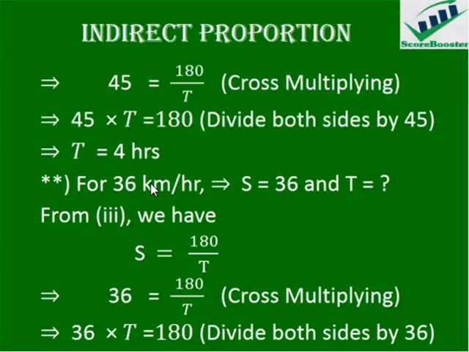So the next one is for 36 km per hour. S is 36 and t is unknown. So we do the same thing we did for the first question. S equals 180 over t. S here is 36. Cross multiply. 36 multiplied by t equals 180. You divide both sides by 36. If you divide 36 here, you are left with t, and 180 divided by 36 is 5.